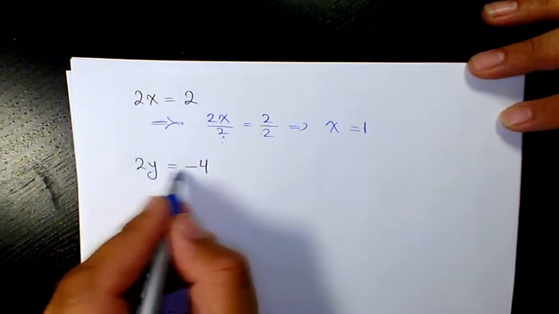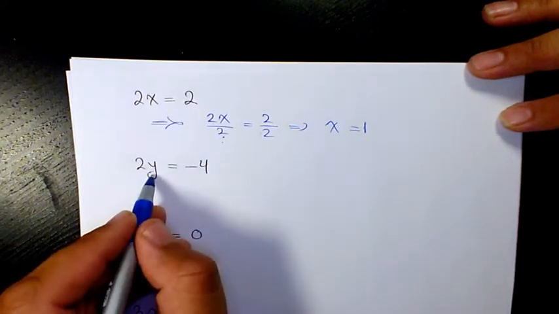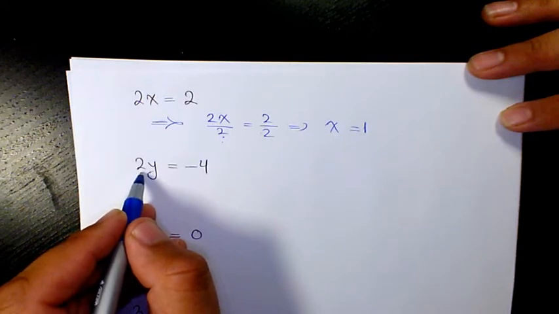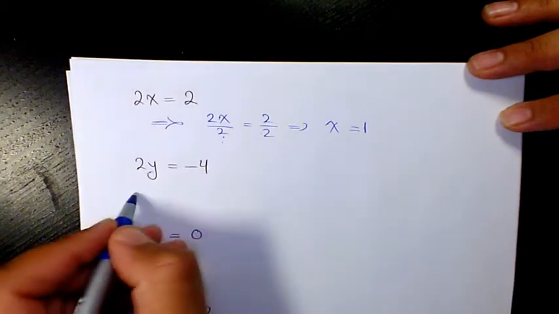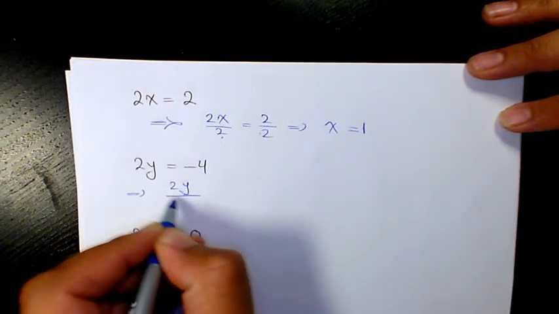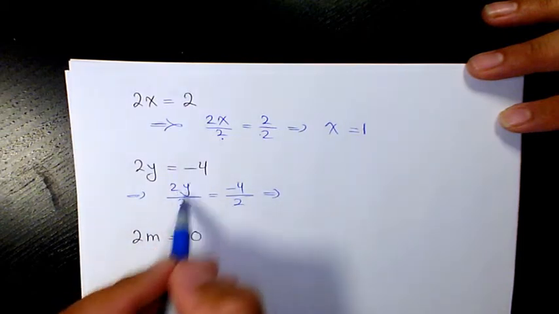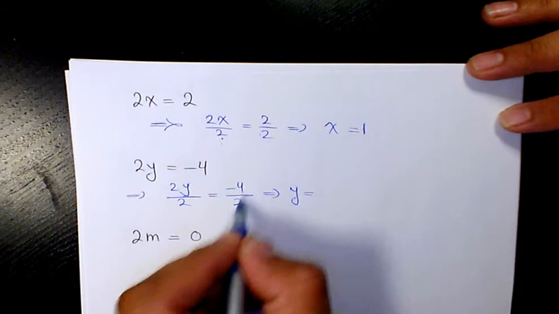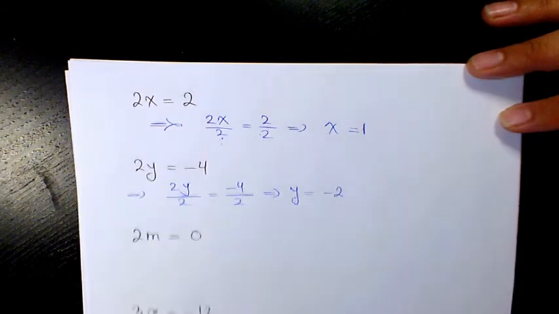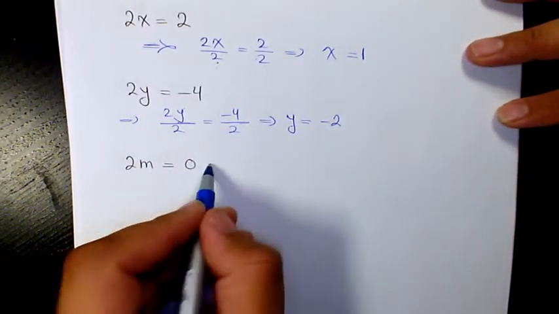Next one, 2y equals negative 4. In order to isolate y, we need to divide the left hand side of the equation by 2. So if we divide the left hand side of the equation by 2, we need to do the same thing on the right hand side. So we have 2y divided by 2 equals negative 4 divided by 2. So 2y divided by 2 is going to be y. Negative 4 divided by 2 is going to be negative 2. That's the answer.